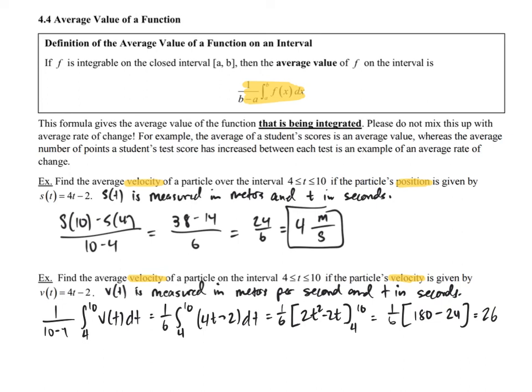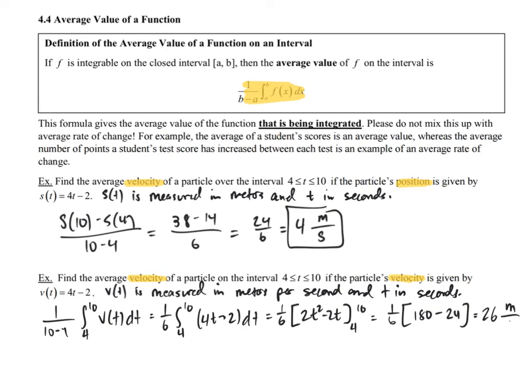Now I want to take a look at the units before we put the units on the final answer. So I'm going to use my highlighter here, and I'm going to show you here that v of t was measured in meters per second. So this right here is measured in meters per second. When I integrate meters per second, that becomes meters. But then what I do is I divide by 10 minus 4, and 10 and 4 were both values of seconds. And so this meters right here of this integral becomes meters per second once again.